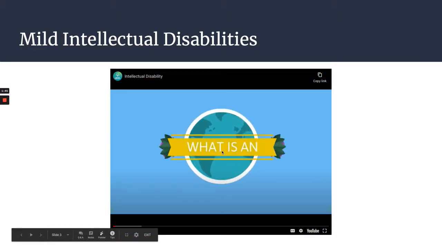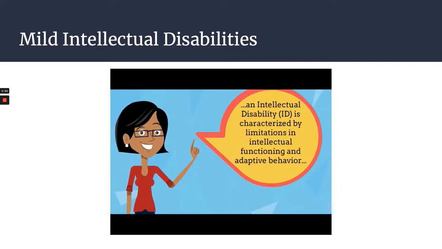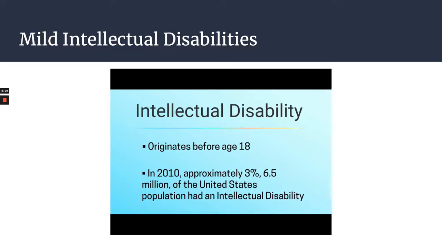This module provides a brief summary of what an intellectual disability is. An intellectual disability is a disability characterized by significant limitations in both intellectual functioning and in adaptive behavior, which covers many everyday social and practical skills. This disability originates before the age of 18. The U.S. Census Bureau estimates that approximately 3% or 6.5 million of civilian, non-institutionalized adults had ID in 2010.